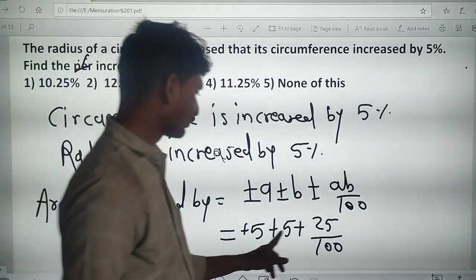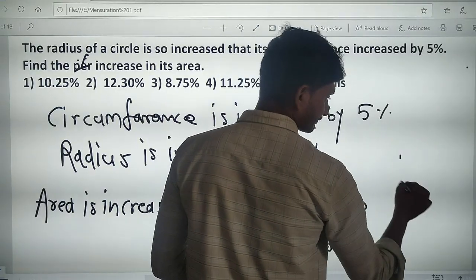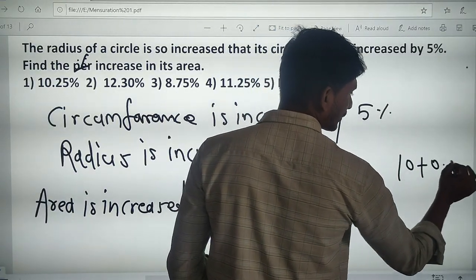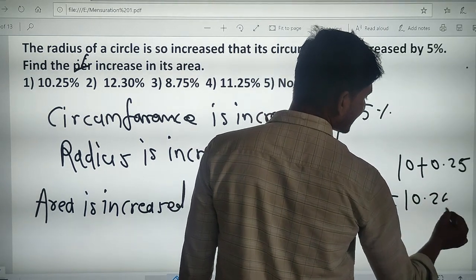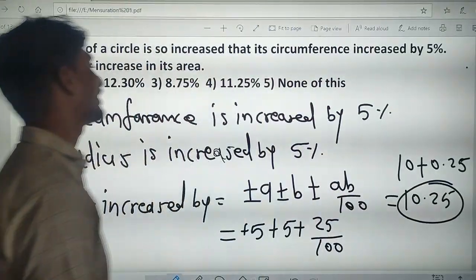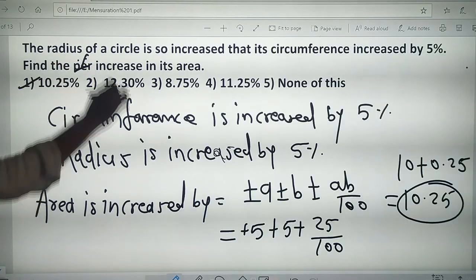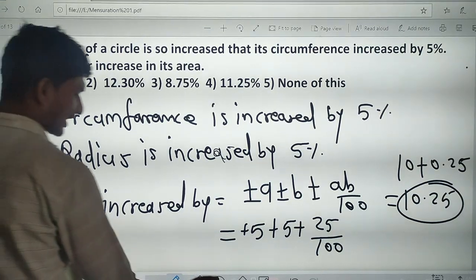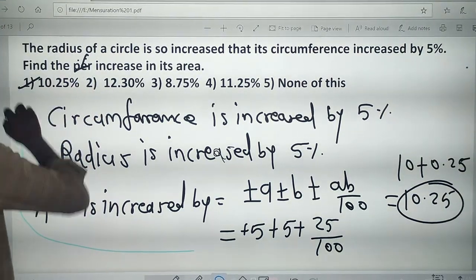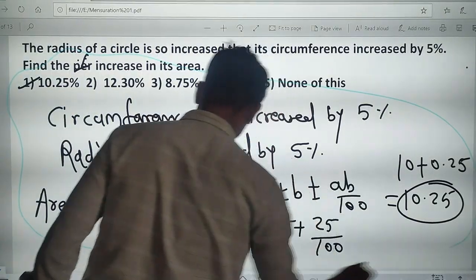That is 5 plus 5, 10, plus 0.25. Then your area is increased by 10.25%. This is your answer. Your area is increased by 10.25%. Now next.